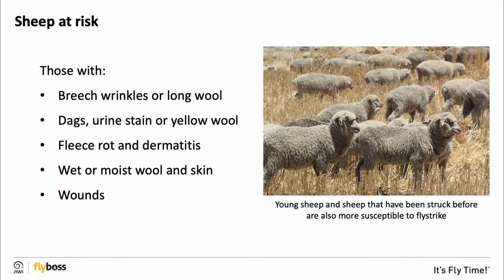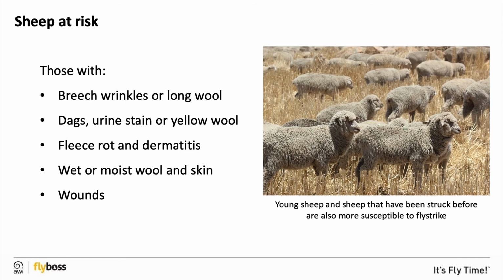Sheep that are more likely to be struck by flies are those that have breech wrinkles, long wool in the breech area, dags caused by scouring, urine stain, wool that is yellow, have suffered fleece rot or dermatitis, have wet or moist wool and skin. Particularly, this increases the risk of body strike. Horns, wounds, any wounds, for example, caused by skin tears, abscesses, dog bites, foot rot, all increase the risk of fly strike. Basically, all of these, any wounds and moist skin will attract blowflies.